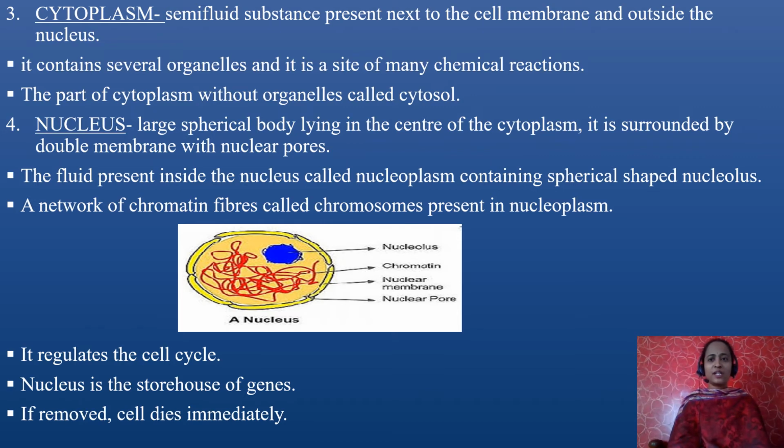It contains a spherical-shaped nucleolus, which is blue in color in this picture. A network of chromatin fibers is present in the nucleoplasm. You can see hair-like structures within this nucleus, red in color. These fibers are called chromatin fibers, which condense during cell division and become chromosomes.